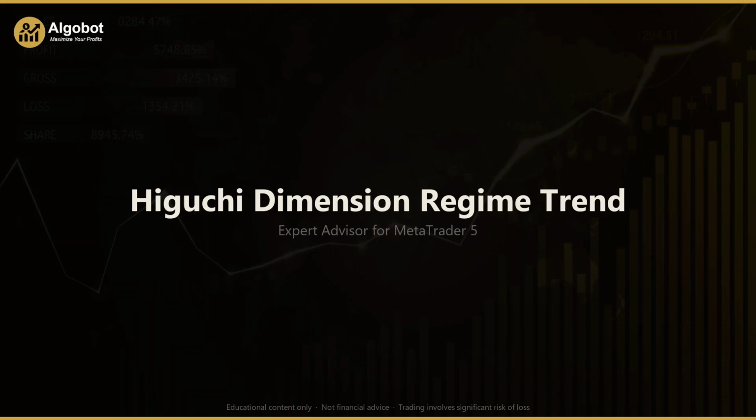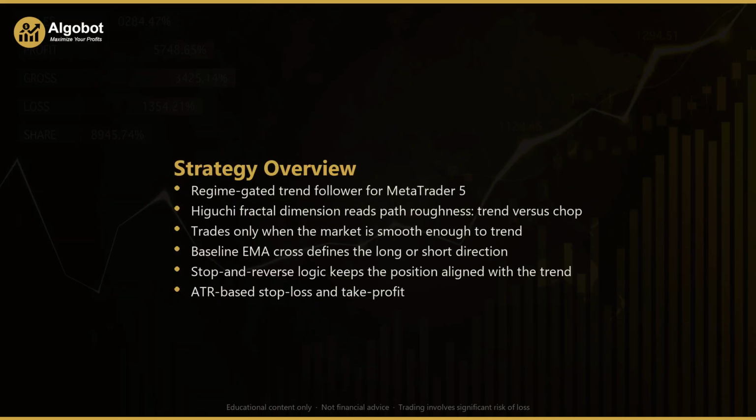Let's get started. So what exactly does this expert advisor do? At its core, Higuchi Dimension Regime Trend is a trend-following strategy with a built-in market filter. It can be applied to any symbol and any time frame you choose in the MetaTrader 5 strategy tester or on a chart, because every calculation is read from that single chart's own time frame. Forex pairs, indices, metals, the logic is the same wherever you attach it.